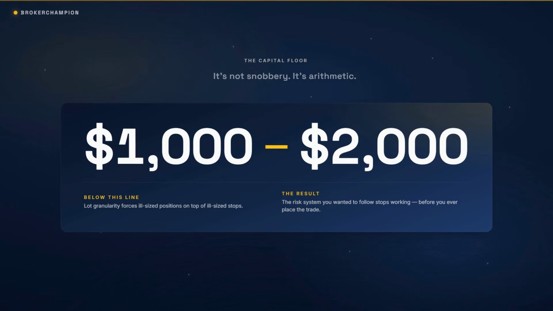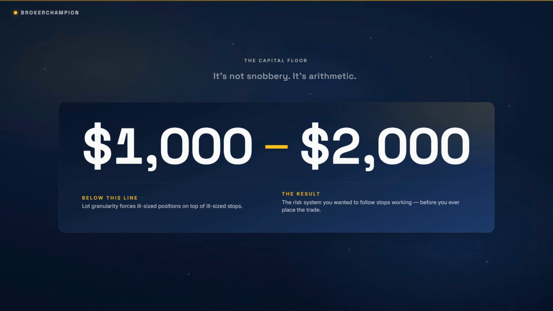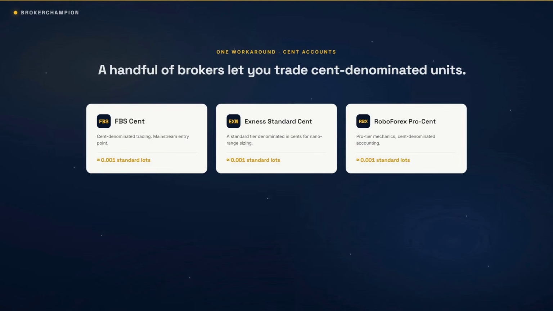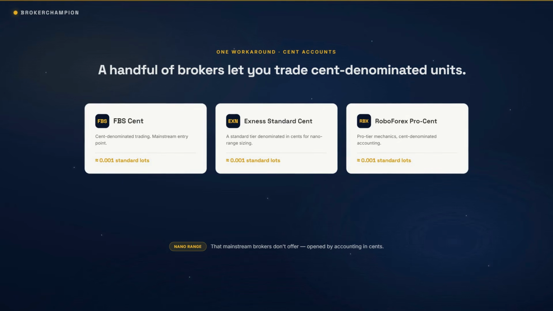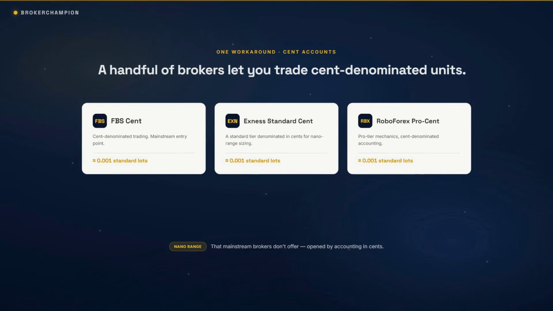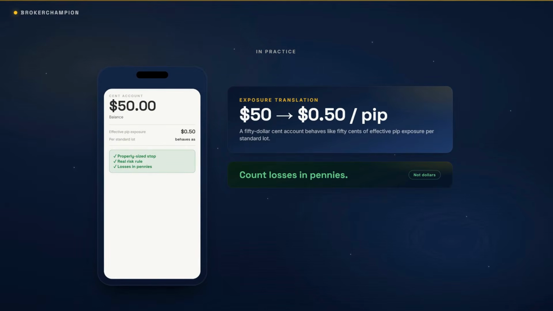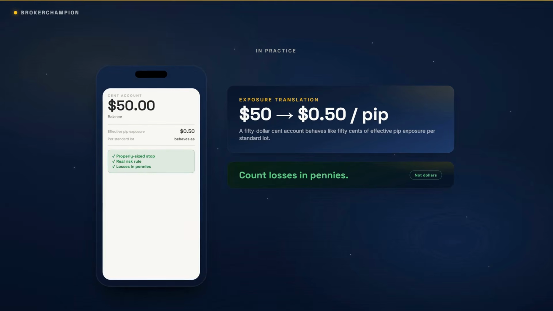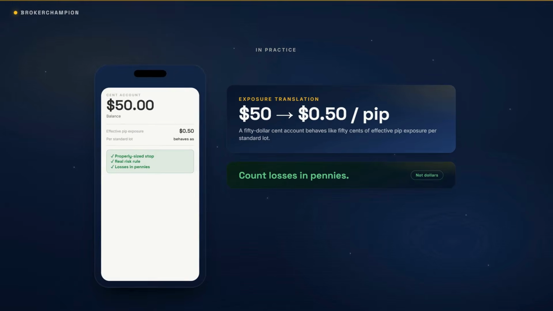Below that line, lot granularity forces ill-sized positions on top of ill-sized stops, and the risk system you wanted to follow stops working before the trade even opens. There is one workaround, cent accounts. A handful of brokers, FBS Cent, Exness Standard Cent, RoboForex Pro Cent, let you trade in cent-denominated units. Effectively, you can size positions at 0.001 standard lots, which sits in the nano range that mainstream brokers don't offer. In practice, a $50 cent account behaves like 50 cents of effective pip exposure per standard lot. You can place a properly sized stop, follow a real risk rule, and count your losses in pennies, not dollars.